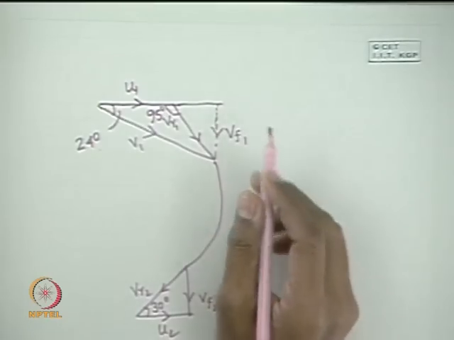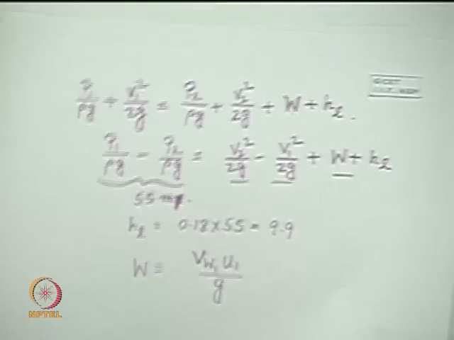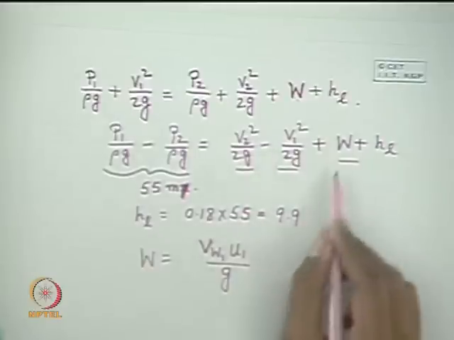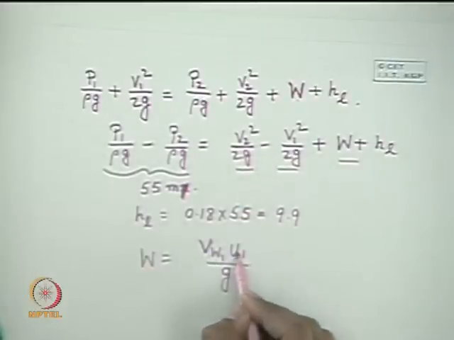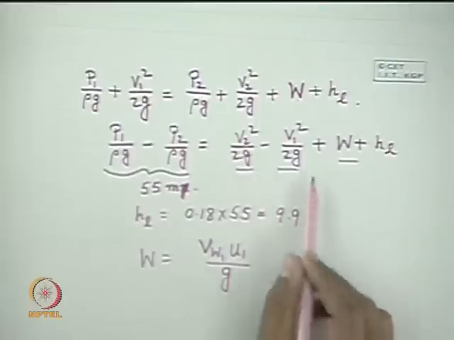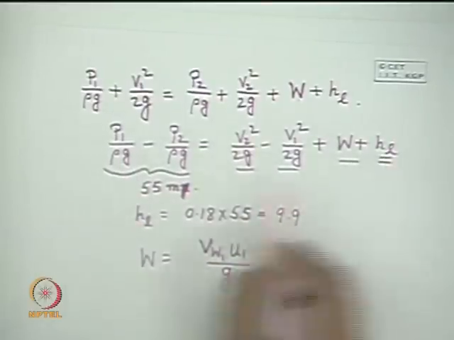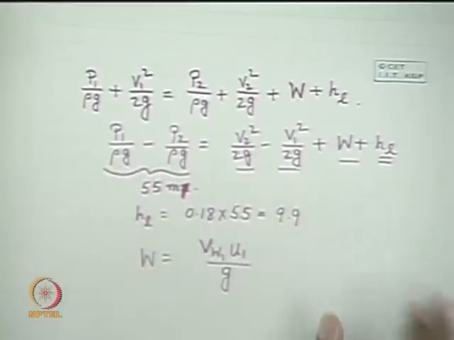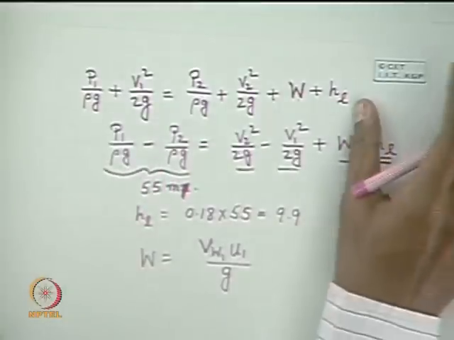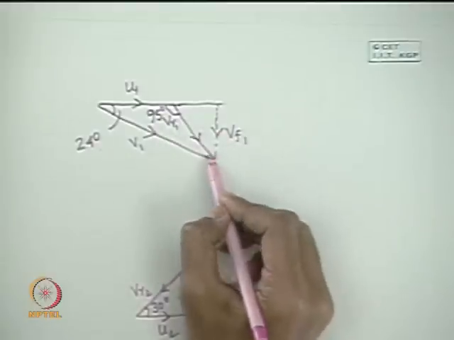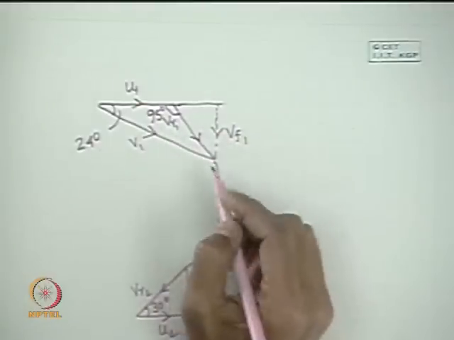Now here we see that in this expression, V1, V2 and VW1, U1 by g, if all the velocities can be expressed in a single velocity, we can find out that velocity from this equation, because we know HL, we know P1 by rho g minus P2 by rho g. So now it becomes simply certain trigonometric manipulations, if you consider the inlet velocity triangle.